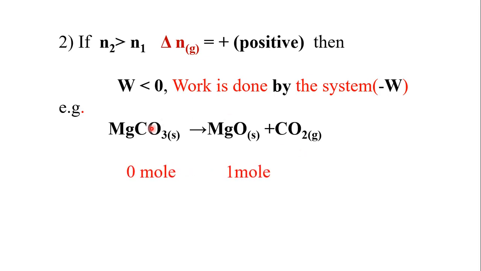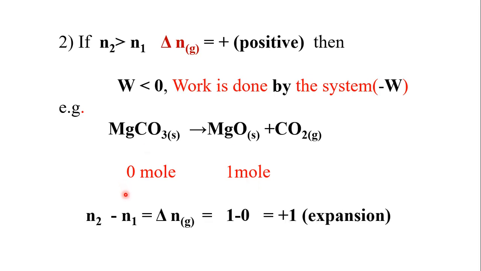So here 0 moles of gaseous reactant and 1 mole of product are there. So in such cases, N2 minus N1 is equal to delta N, and that is equal to 1 minus 0, because the number of moles of gaseous reactants is 0. So 1 minus 0 is equal to 1. So here work is done by the system, and that is negative, expansion type of work. Hope you understood this concept.